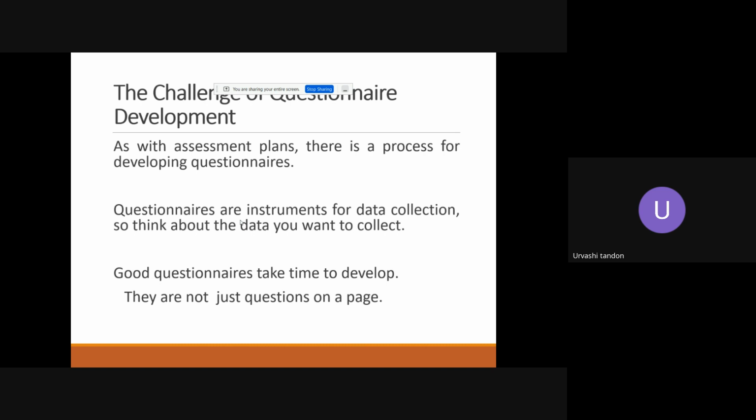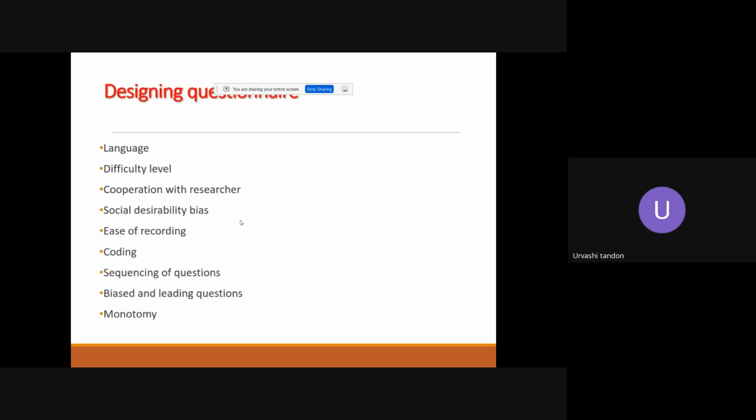They're not just the questions on the page, yes no type answers, no, right? So important is designing the questionnaire. First of all, the first thing which we have to see is the language. The language has to be very simple. It should be easy to understand. Please don't put in jargons, right?